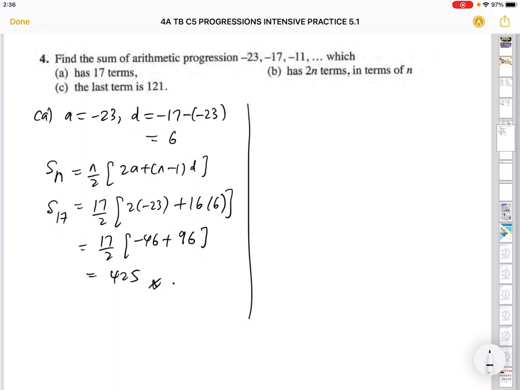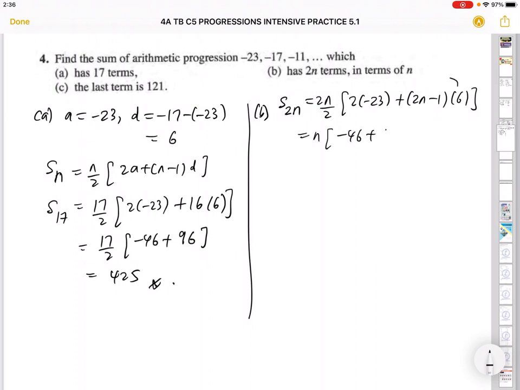Now, next one, B. What if it has 2n terms? Now we're going to replace your n with 2n. Instead of writing n, we write 2n. This will be 2a, where a is still negative 23, and instead of n minus 1, remember we write 2n minus 1, and your common difference is 6. So this one you can divide, you're left with n times minus 46 plus 12n minus 6. So this will be n outside, and you have 12n minus 52.